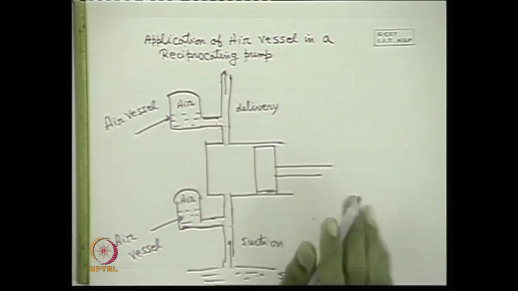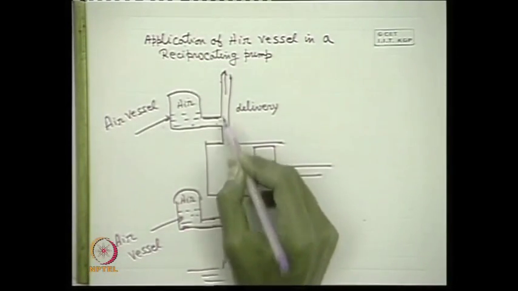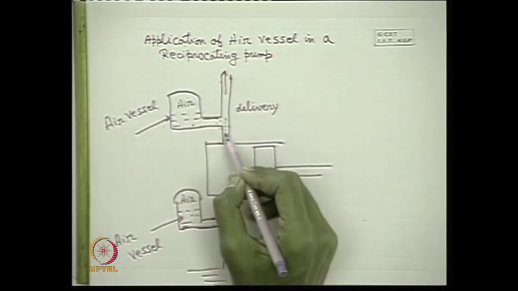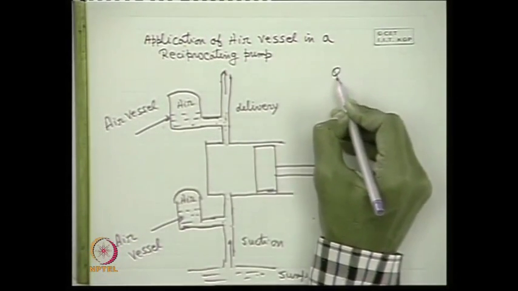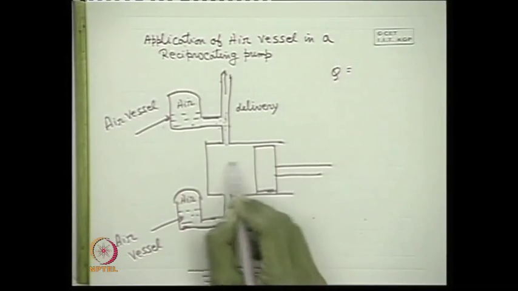Let us understand this. First of all, we have to understand that on the delivery side the flow is not uniform. It is sometimes more, sometimes less. A uniform flow rate can be found out by finding the volume swept.